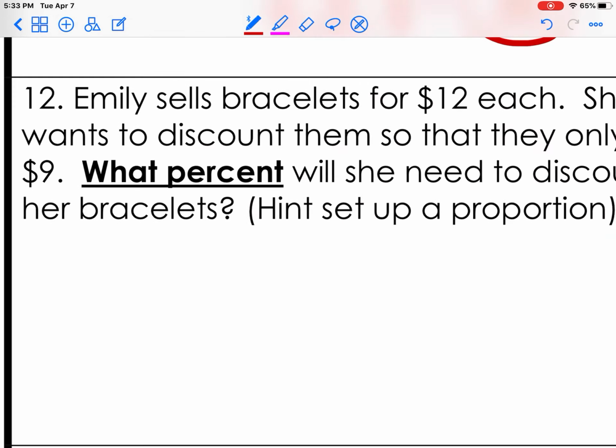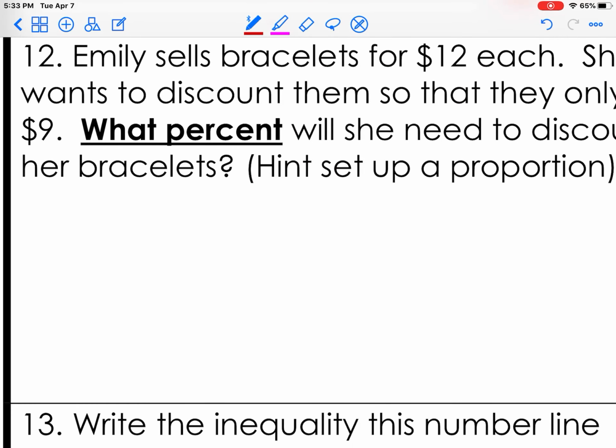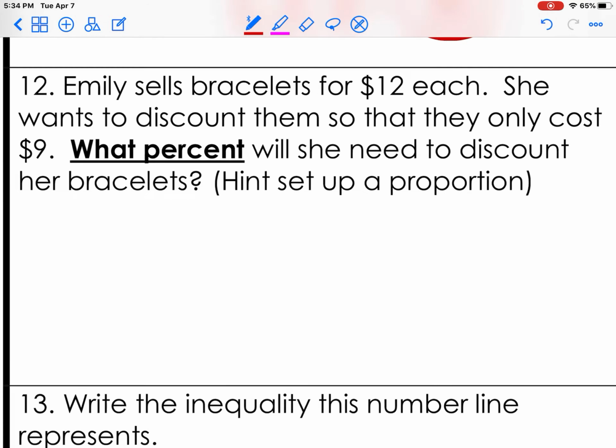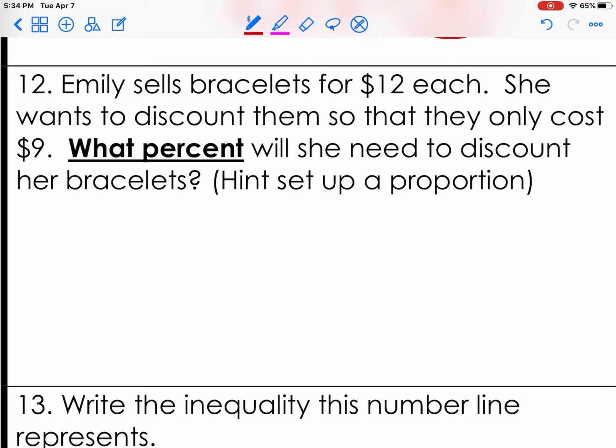Alrighty, tidy. Moving on to number 12, we want to talk about Emily. Emily sells bracelets for $12 each. She wants to discount them so that they only cost $9. What percent will she need to discount her bracelets? In other words, what percent will she have to take off? Whenever you see the words what percent, I want you to think of this setup. What percent means X out of 100? How many out of 100?